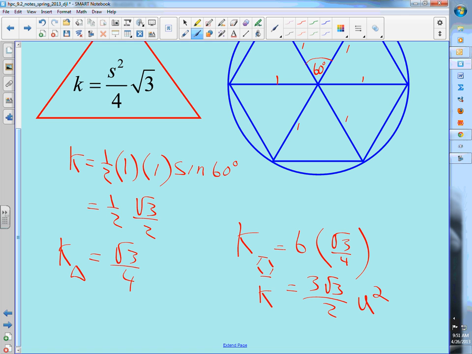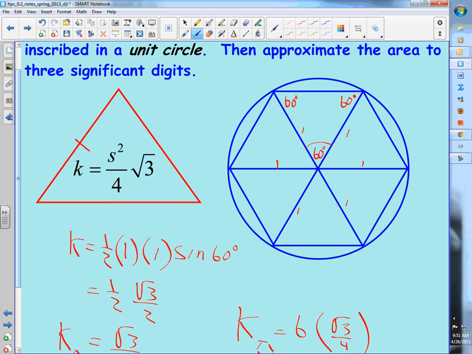Is that equation true with all triangles? Only equilateral. This equation is for equilateral triangles, and this one is for all. So this s squared over 4 root 3 is only when the sides are all the same.